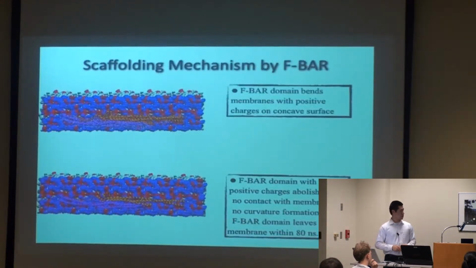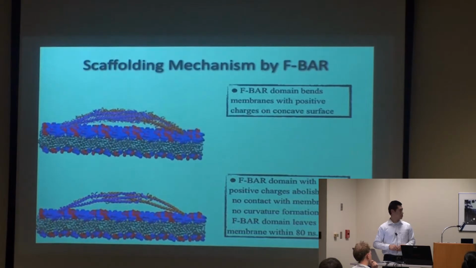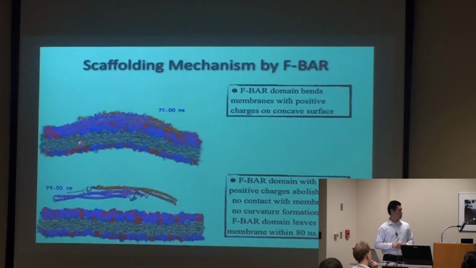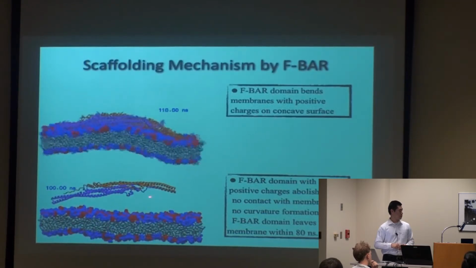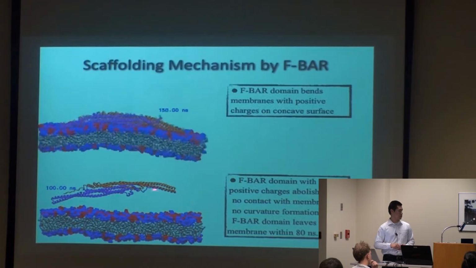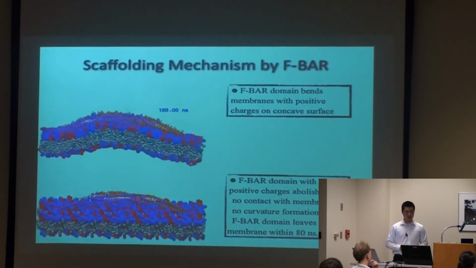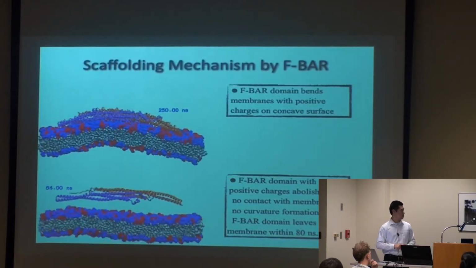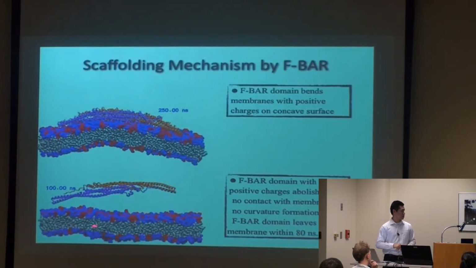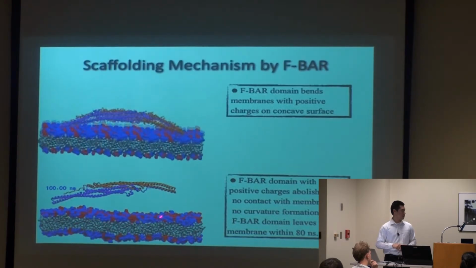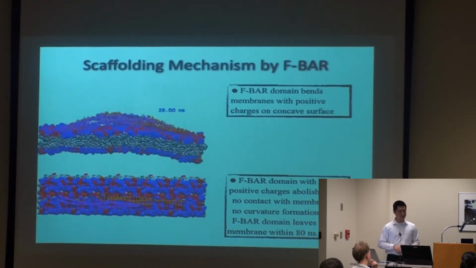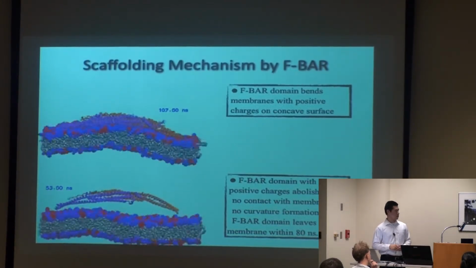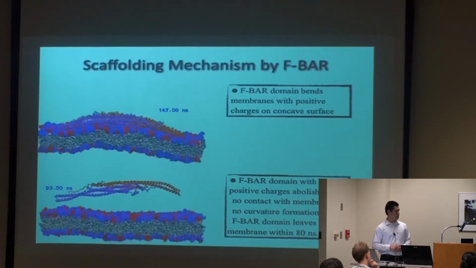First, we want to see if scaffolding is important for its function. Shown here are 2 sets of simulations starting from the same configuration. On the top is the wild-type F-BAR domain, and on the bottom is the F-BAR domain with positive charges along the concave surface abolished, that is, the no-charge simulation. We can see that positive membrane curvature develops within 100 nanoseconds for the wild-type F-BAR domain, but for the no-charge simulation, no membrane curvature develops, and the F-BAR domain leaves the membrane within 80 nanoseconds. This shows that the positive charges are important for both binding and bending of the membrane, and scaffolding is important for its function.